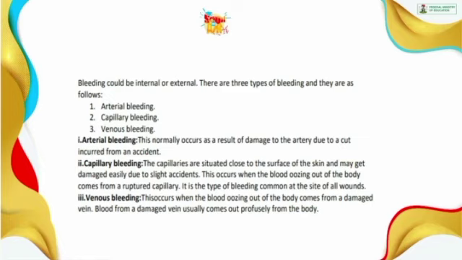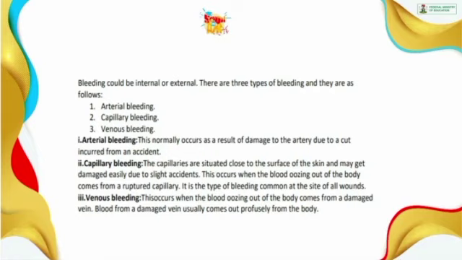The second one is capillary bleeding. The capillaries are situated close to the surface of the skin and may get damaged easily due to slight accidents. This occurs when the blood oozing out of the body comes from a ruptured capillary. It is the type of bleeding common at the site of all wounds.